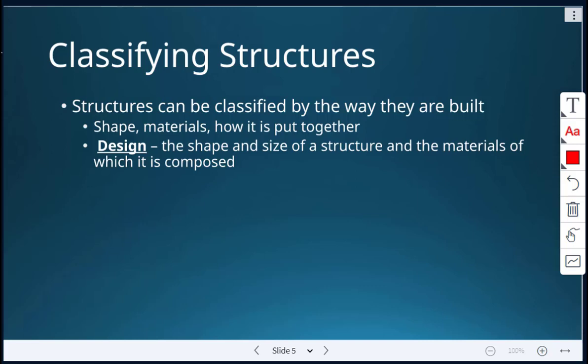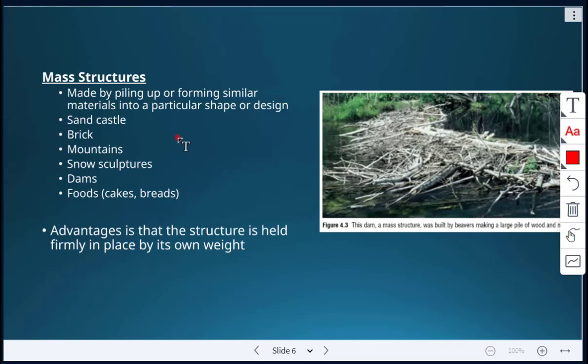Okay, and then structures can be classified by the way they're built, so the shape, the materials, and how it's put together. The design refers to the shape and size of a structure and the materials of which it is made. There are 3 types we're going to talk about: mass, frame, and shell. Mass structures we'll talk about first.